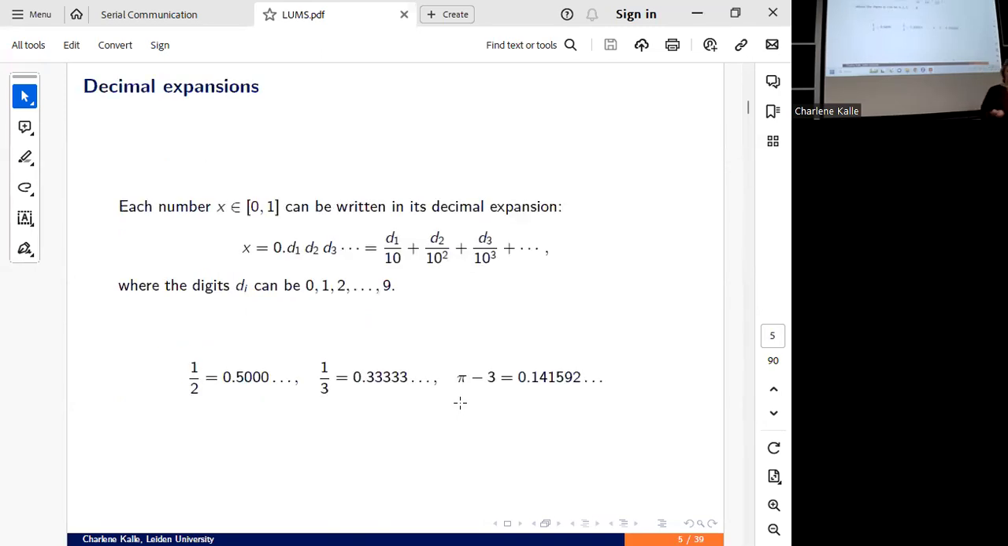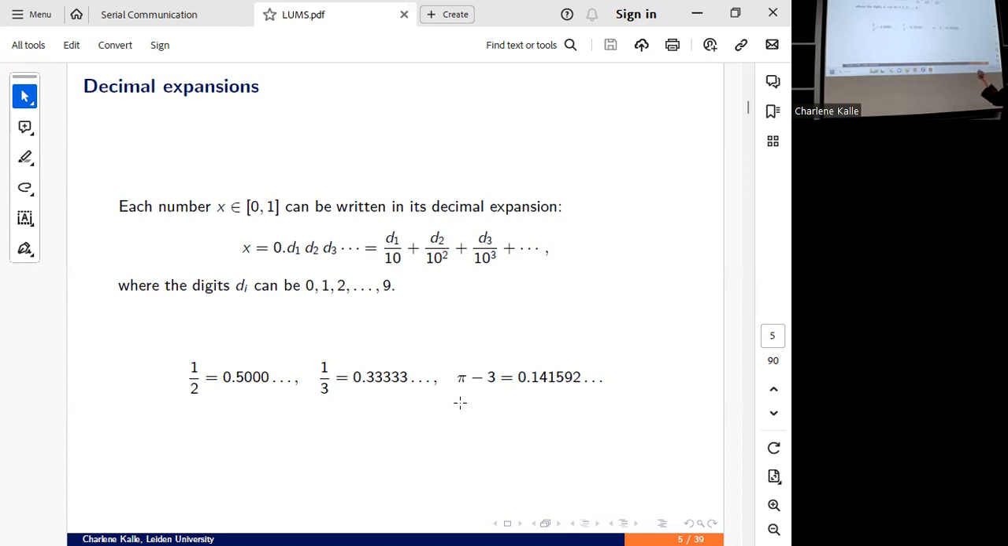Okay, so let's go into the normal numbers. As we know, each number between 0 and 1 can be written in a decimal expansion, which looks like this. So 0 point and then some digits. And this is just shorthand notation for a sum like this. So d1 over 10 plus d2 over 10 squared plus d3 over 10 to the third, etc. So here are some examples.